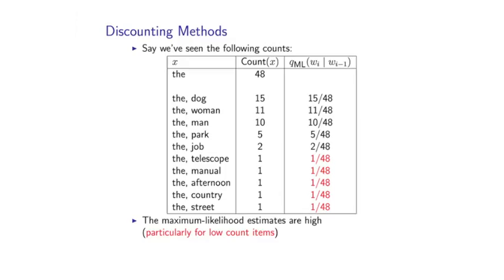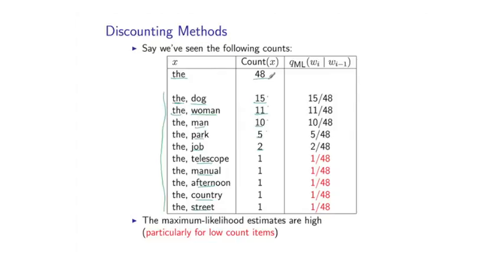Okay, so to understand discounting methods, let's first start with an intuition illustrated by the example I've shown here. What I've shown is the counts for bigrams where the first word in the bigram is the word there. For example, the followed by dog is seen 15 times, the followed by woman is seen 11 times, and so on and so on. I'll assume in this example that in this list I've shown all bigrams whose count is greater than 0. So I have the full list of words which are seen one or more times following the word there. There are about 10 of these words in total. And so the number of times I've seen the word there is going to be the sum of these counts. It's actually 48 in this case.